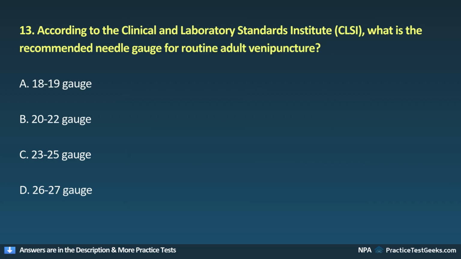13. According to the Clinical and Laboratory Standards Institute, CLSI, what is the recommended needle gauge for routine adult venipuncture? A. 18-19 gauge. B. 20-22 gauge. C. 23-25 gauge. D. 26-27 gauge.